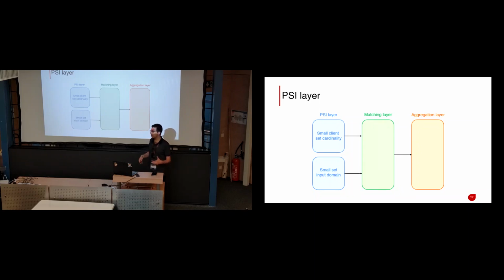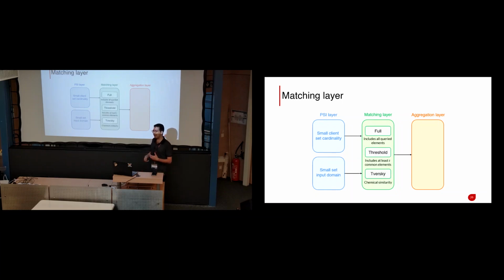In the first one, the size of the client set is very small. For example, in document search, normally queries have less than 10 keywords. And in the second scenario, we assume the domains of set inputs for both the client and server are small, since that's how we can represent chemical compounds.